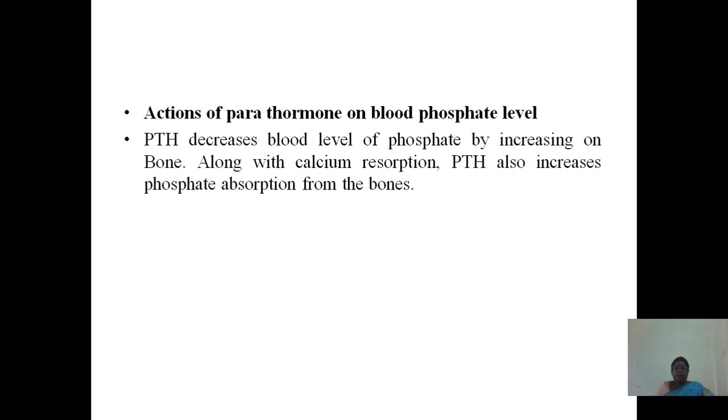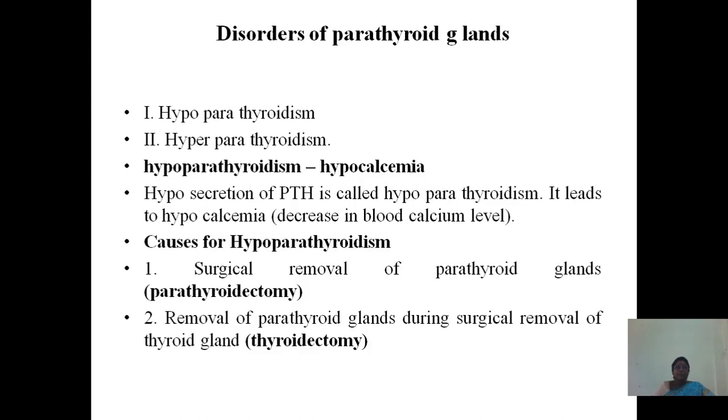Action of parathormone on blood phosphate level. Parathormone decreases the blood level of phosphate by increasing its excretion. Along with calcium absorption, parathormone also increases phosphate absorption from the bones.